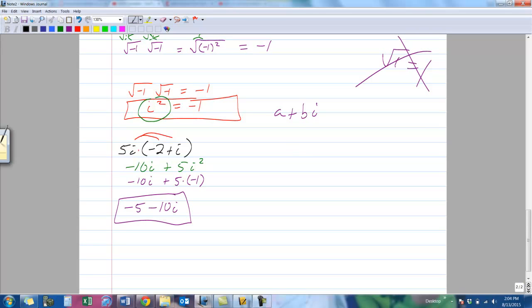Let's do another one. How about 7 minus 4i times negative 1 plus 2i. Now, before we get started, what does this look like? This looks like foiling, or the double distributive property.